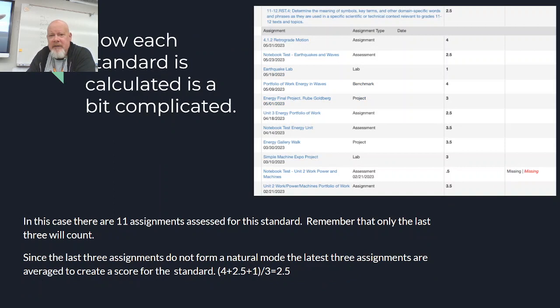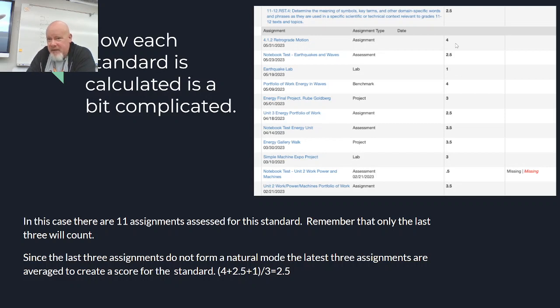And that's what I'm going to do next. On this next one, for this particular standard, you can see this person had 1, 2, 3, 4, 5, 6, 7, 8, 9, 10, 11 times, 11 opportunities to show proficiency in the standards. But remember, it's only the last 3 that count for the standards. And this time it's a 4, a 2.5, and a 1.